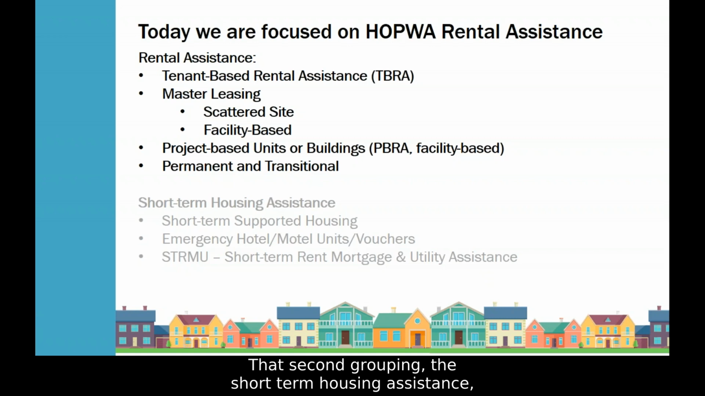That second grouping, the short-term housing assistance, we are not going to be focused on today. We're going to be focused on that top portion, which is the rental assistance. So just making sure that you're there. All of these rental assistance activities can typically either be designed to be permanent housing or transitional housing. Typically, TBRA, the tenant-based, is usually designed as a long-term permanent housing program or model. And we're going to, again, talk about those in a bit.